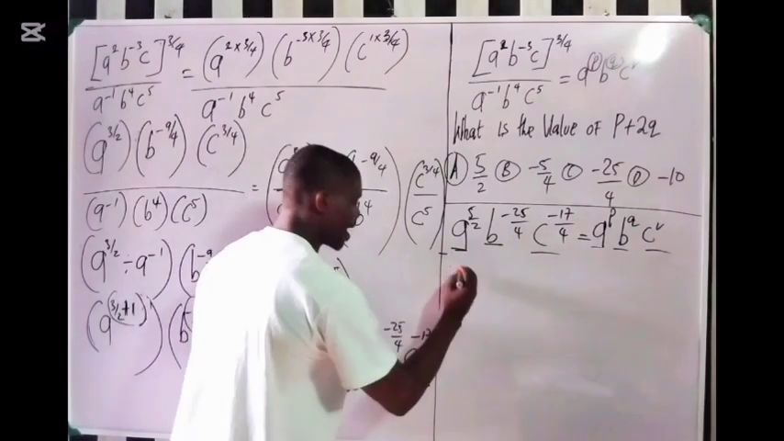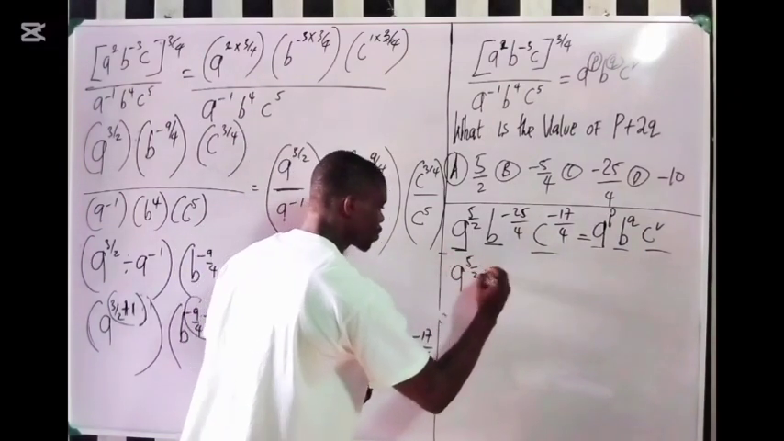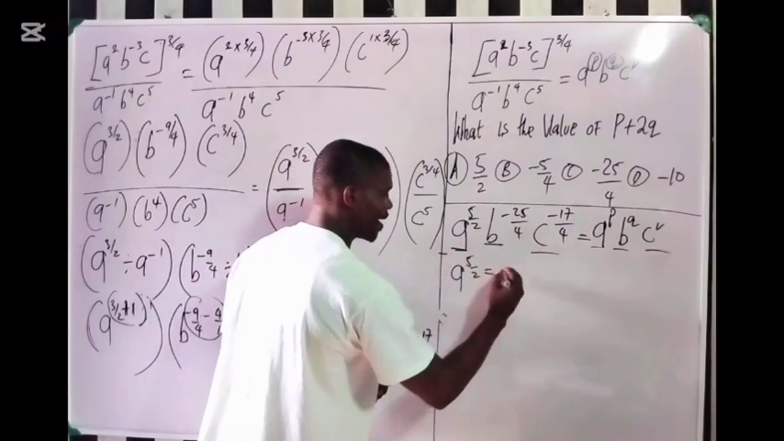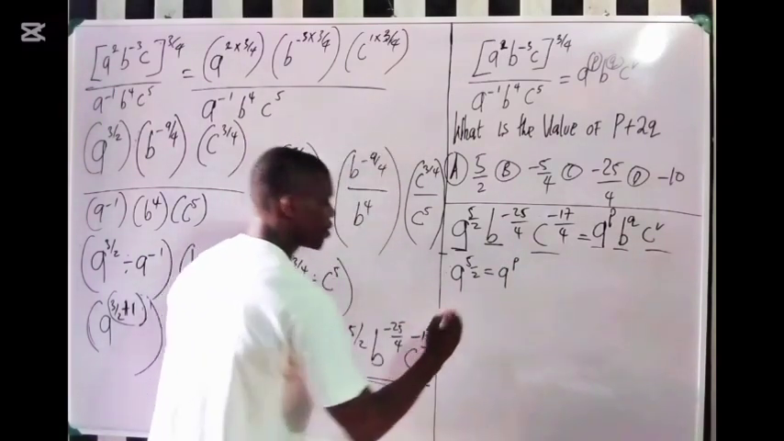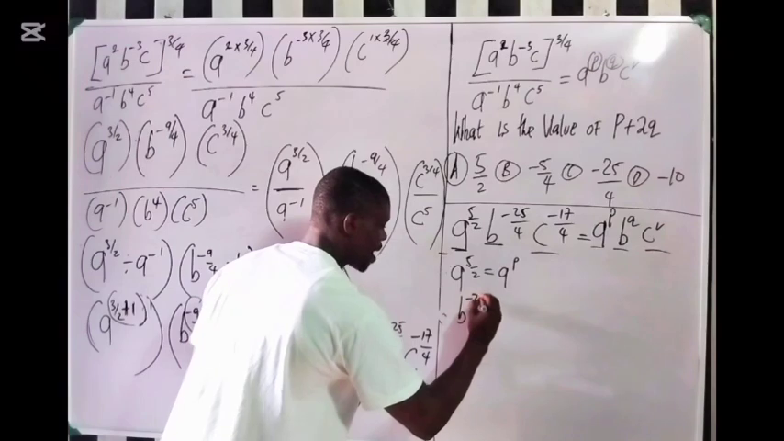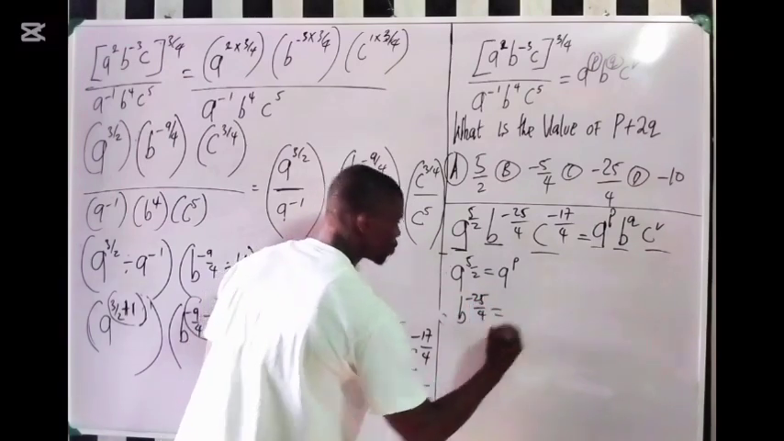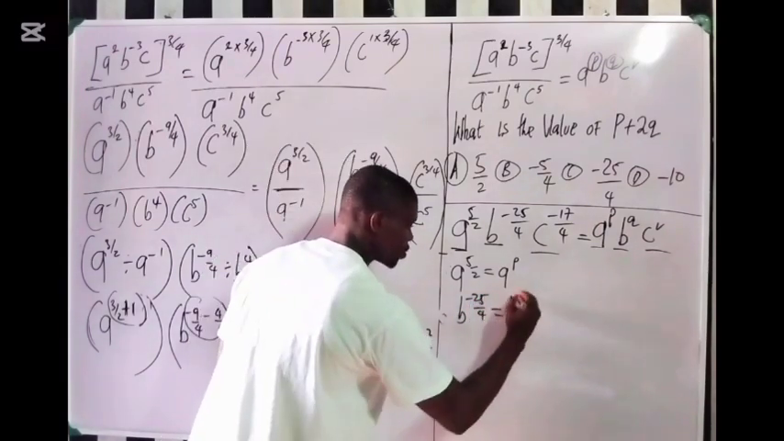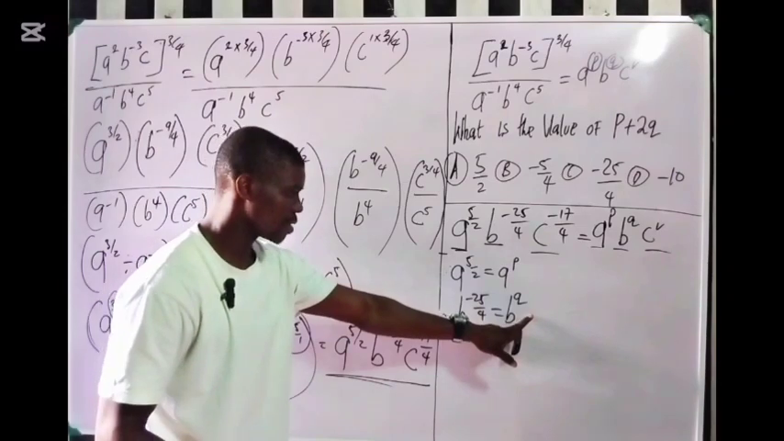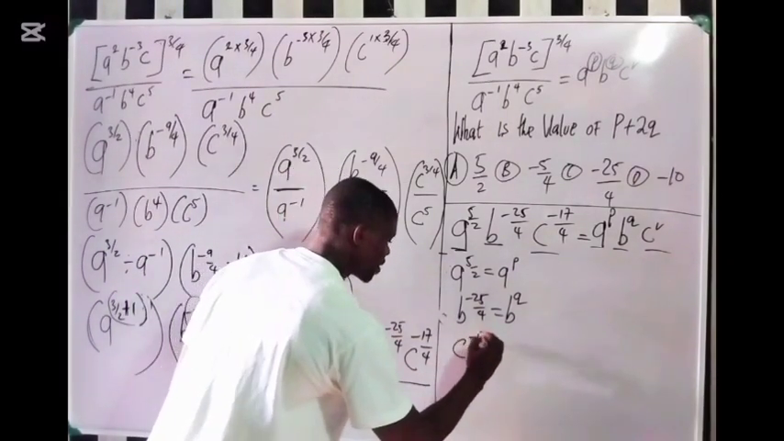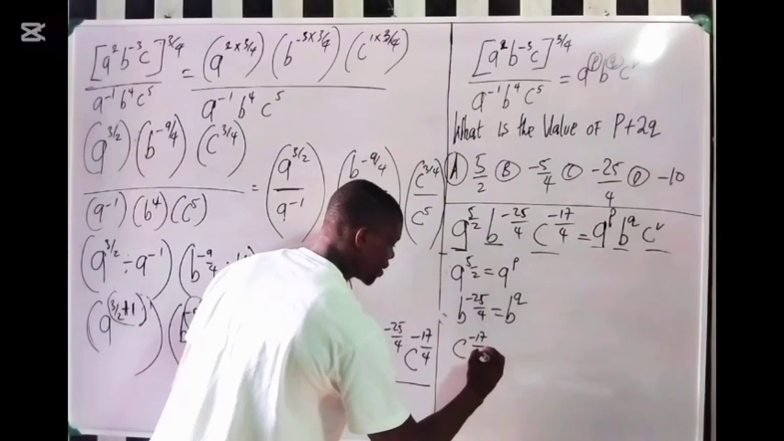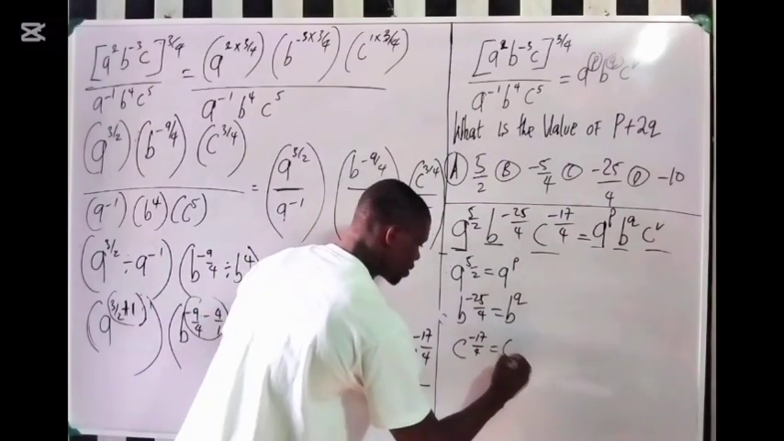So when I say A raised to 5 over 2 is equal to A raised to P, right? Then here we have B raised to minus 25 over 4 is equal to B raised to Q. Then C raised to minus 17 over 4 is equal to C raised with R.